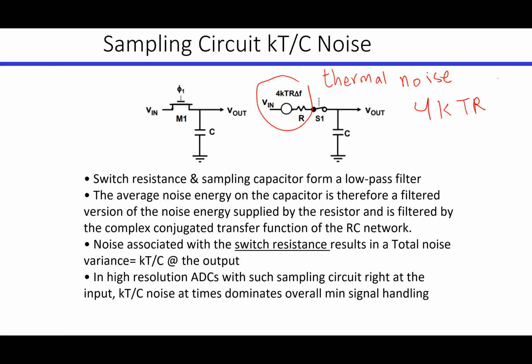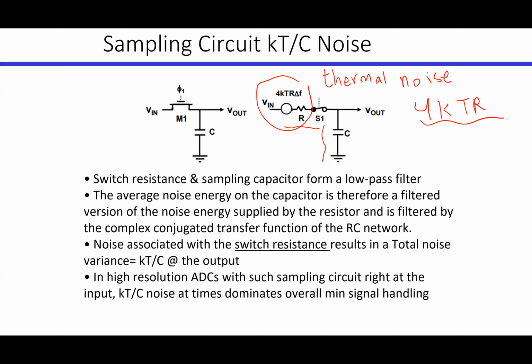Now this noise is going to be sampled on the capacitor value. Since the capacitor and the resistor form a low pass filter behavior, we will not have exactly the same value of the noise sampled here. It will be filtered by the low pass filter formed through the capacitor and resistor, and therefore it will have a different total noise variance that's equal to kT over C. Now we will see where it came from.